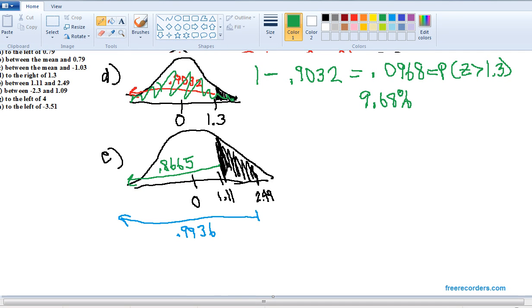So everything to the left of 2.49 is what's in blue. Everything to the left of 1.11 is what's in green. We're trying to find what I've shaded in black. We're trying to find the probability that Z is between 1.11 and 2.49. Well, to get the black area, you take that big blue area and you subtract the green area.